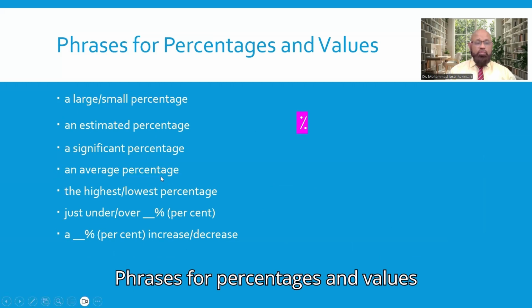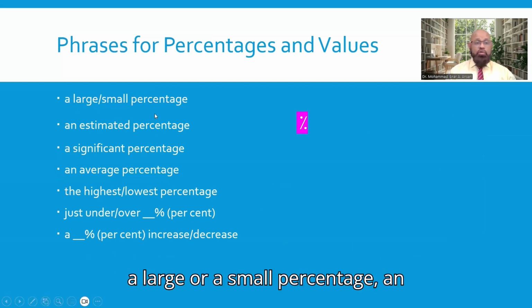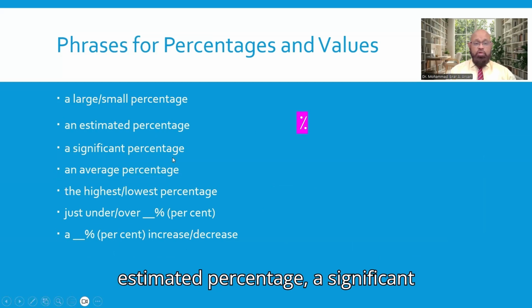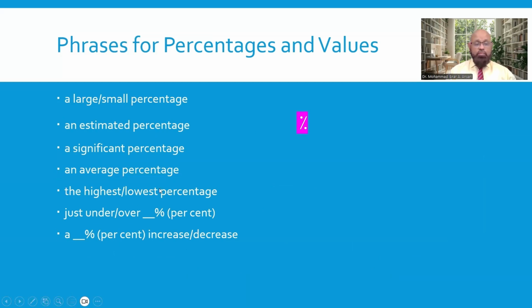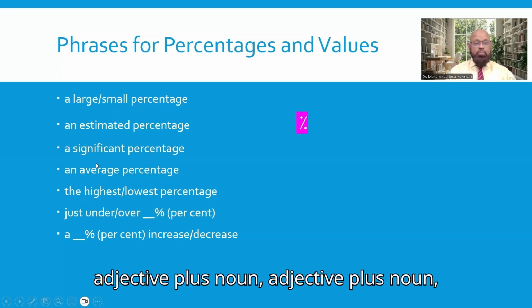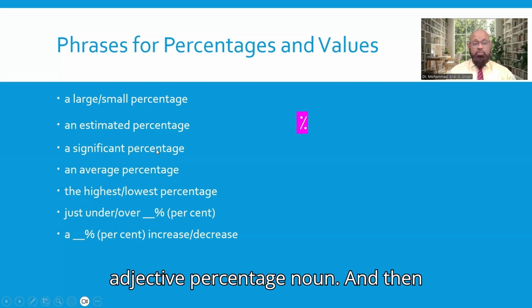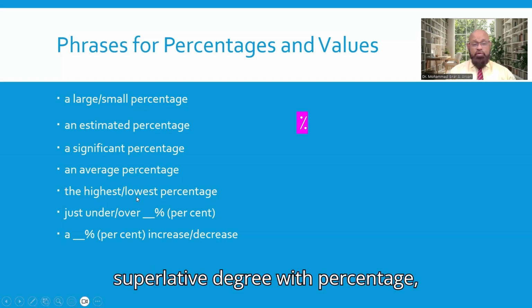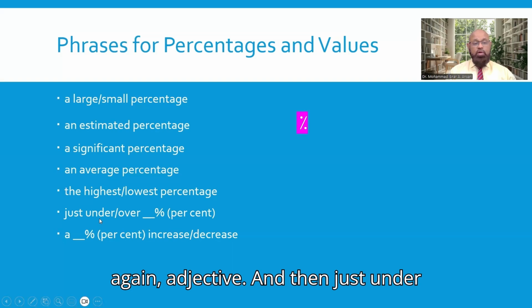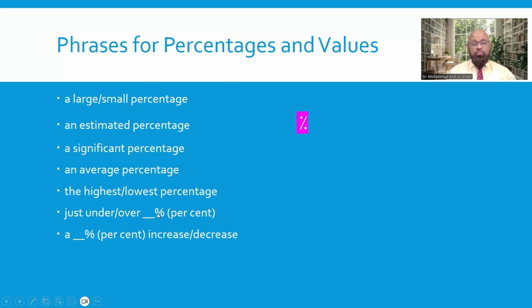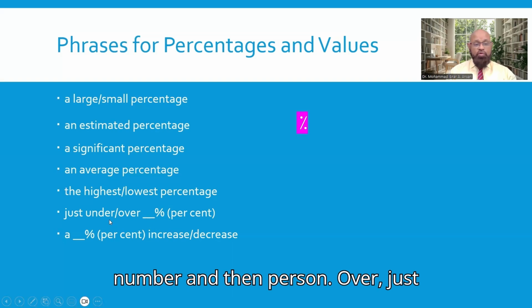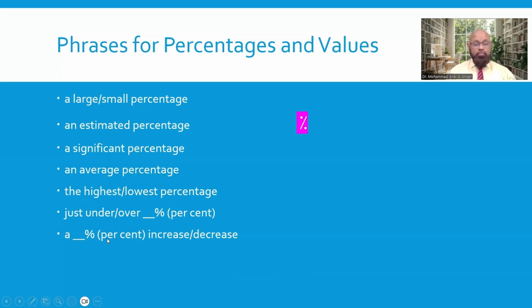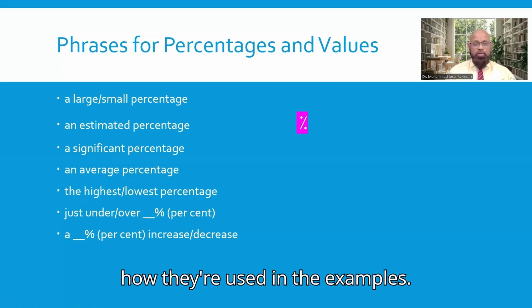Phrases for percentages and values: a large or a small percentage, an estimated percentage, a significant percentage, an average percentage, highest or lowest percentage. Again, you see, adjective plus noun. Significant percentage: significant is an adjective, percentage a noun. And then highest percentage, lowest, superlative degree with percentage, again adjective. And then just under, just over, a number, and then percent, again increase or decrease. We will see how they are used in the examples.